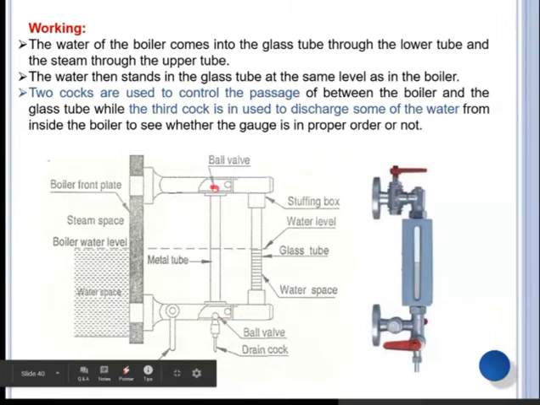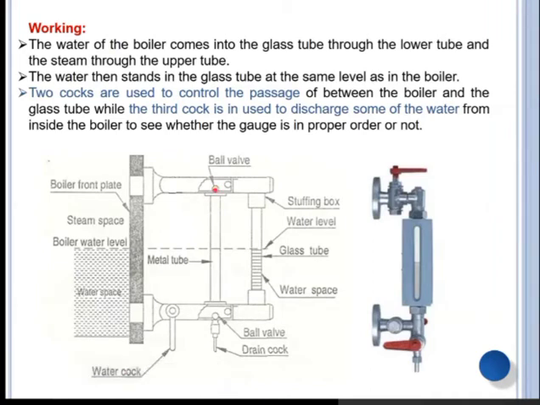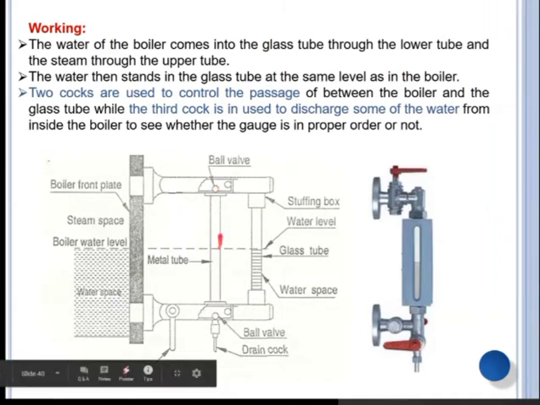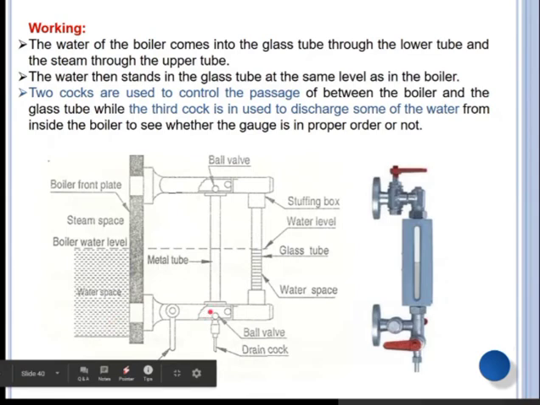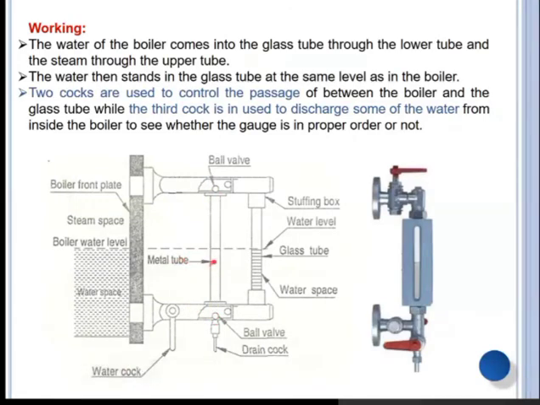In the same way, here also there is a ball valve, so it closes this metal tube. So steam cannot come in this direction. Steam just passes over this valve and reaches the glass tube. Same thing over here: the water cannot pass to this metal tube. It goes over the ball and passes to the glass tube. So we can say if the ball valve is placed over here, at that time the metal tube cannot be filled with the steam and water.